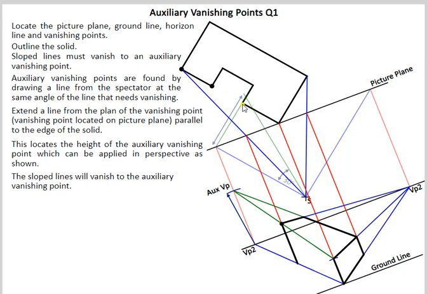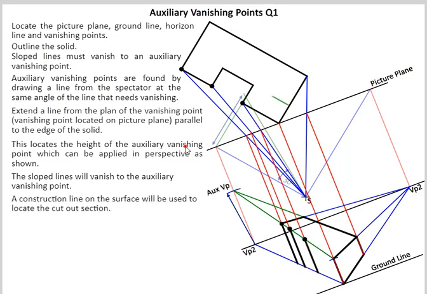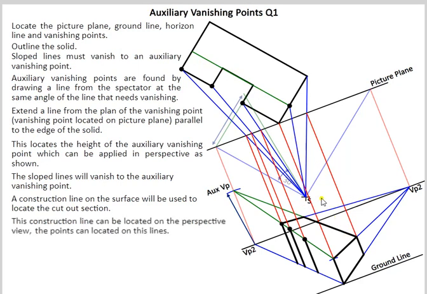Now we've 2 points here. Join to the spectator, marking all our points on our picture plane. So this is our front edge constructed. Now to find the inner edge here, we draw this green line in our plan view and join it to the spectator, and then bring this point down onto our perspective, and from this point bring this up to our auxiliary vanishing point. This will allow us to find these 2 points.